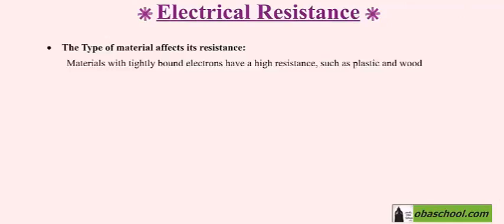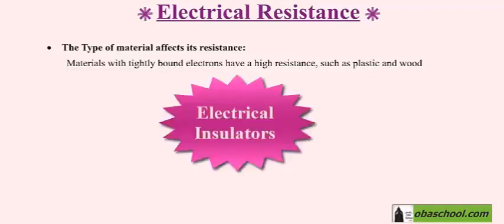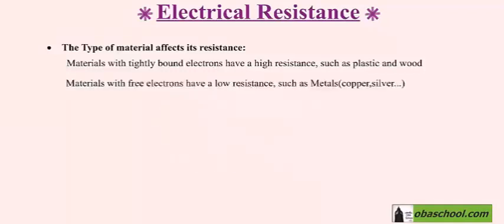The first factor is the type of material. Materials with tightly bound electrons have a high resistance, such as plastic and wood. These are called electrical insulators. Materials with free electrons have a low resistance, such as metals, like copper and silver.